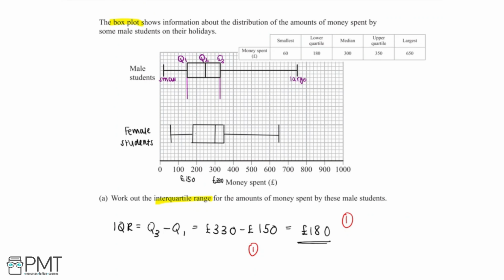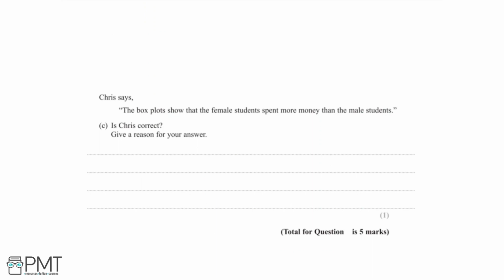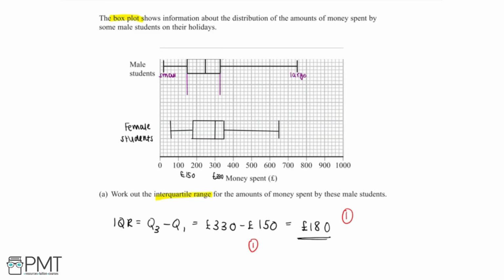In Part C, Chris says the box plots show that the female students spent more money than the male students, and we need to find out whether or not Chris is correct. So now taking a look at our box plots, we need to find the median of each box plot. So for the male students, the median is equal to £250. And for the female students, the median is £300.